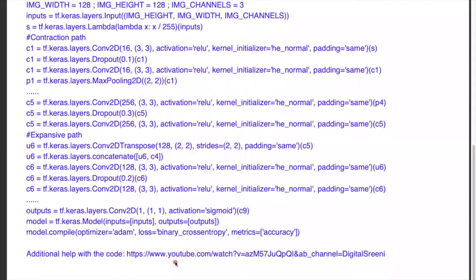This link is another resource for UNet code. It's a YouTube link. The person goes over the UNet structure, and in the description of the video he has a link to his GitHub repository where you can find many different variations of UNet code.